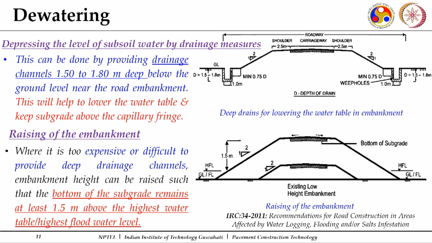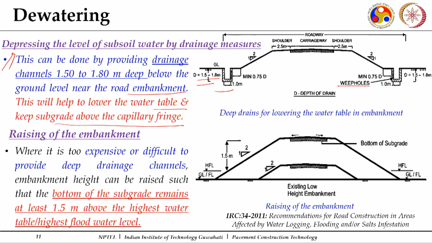So one is, if you want to reduce the subsoil water level, one way of doing it is depressing the level of subsoil water by drainage measures. Here you can see this by providing drainage channels. We have provided the drainage channels at the end which are deep enough, specifically of a depth of 1.5 to 1.8 meters. So these are highly deep drainage channels which have been provided on both sides below the ground level near the road embankment. Now this will help to lower the water table and keep the subgrade above the capillary fringe.